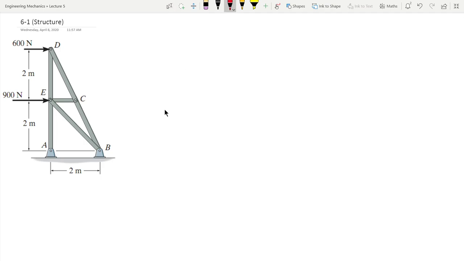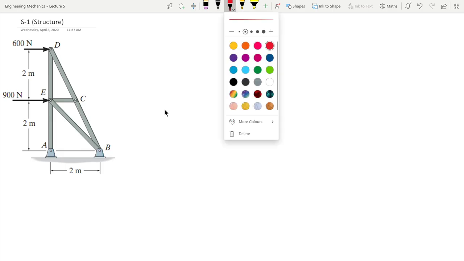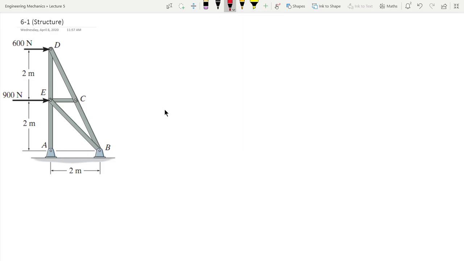So if you look here, we've got a structural member. So how many beams do we have here? Let's count. 1, 2, 3, 4, 5, 6. You have got 6 members, and you've got how many joints? 1, 2, 3, 4, 5. 5 joints. 6 members and 5 joints. So we are going to solve this using method of joints.